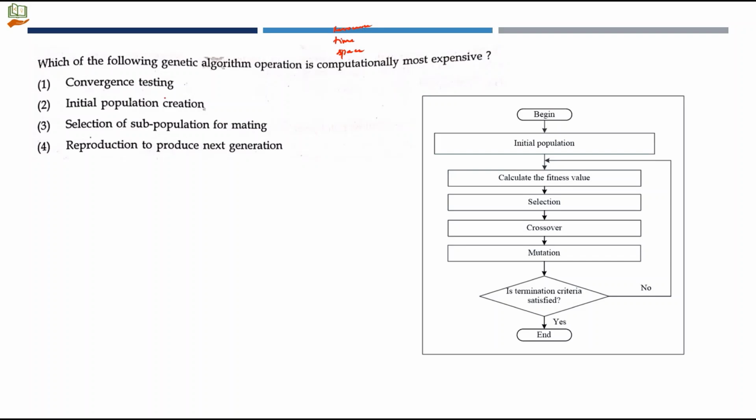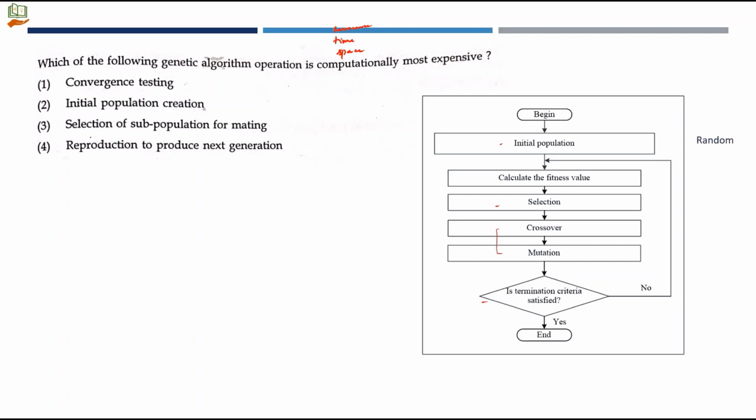Now this initial population creation is initial population stage. Selection of subpopulation for mating is this selection. Convergence testing is this termination criteria. Reproduction to produce next generation will be this part. We can just take them together. Now let's see every stage.